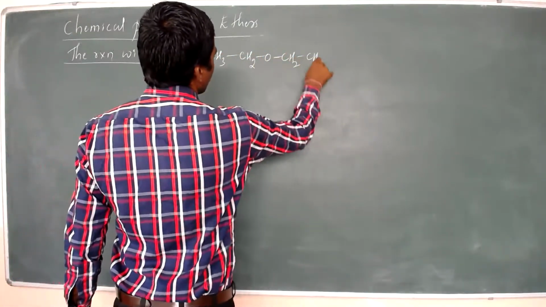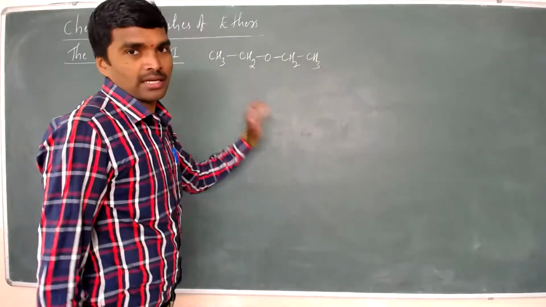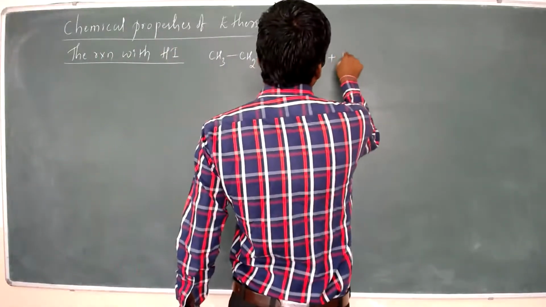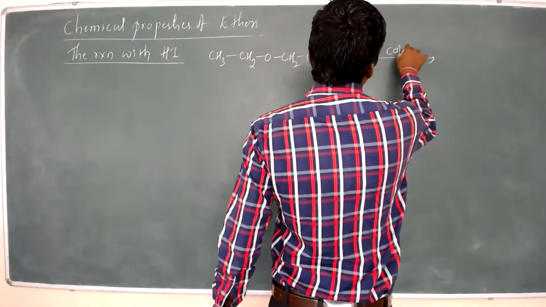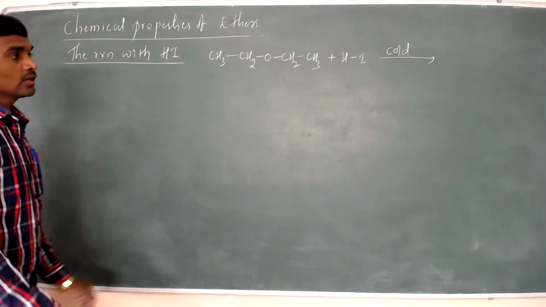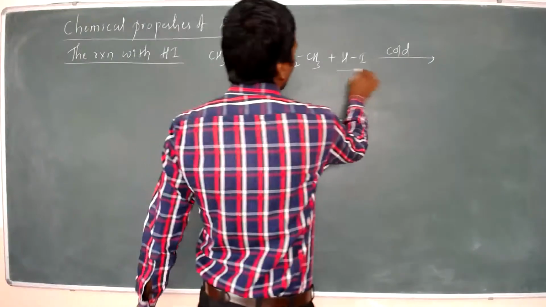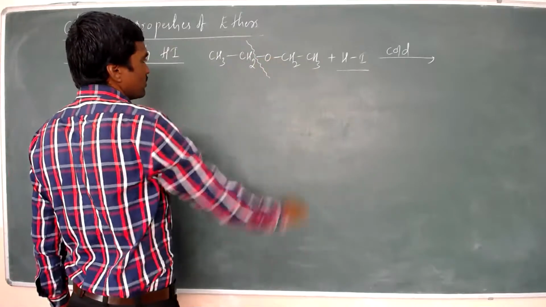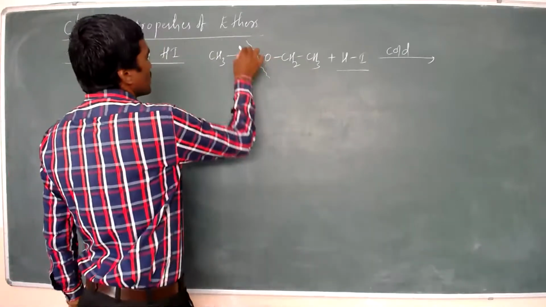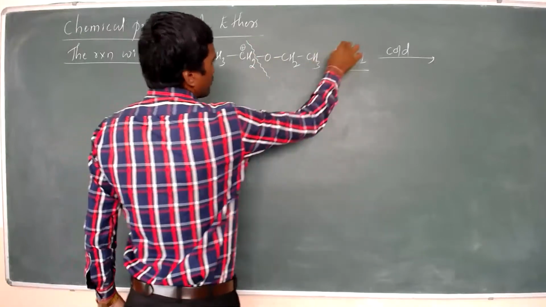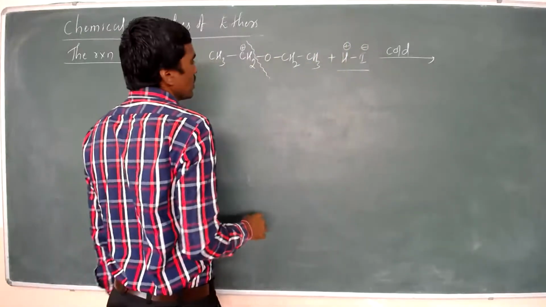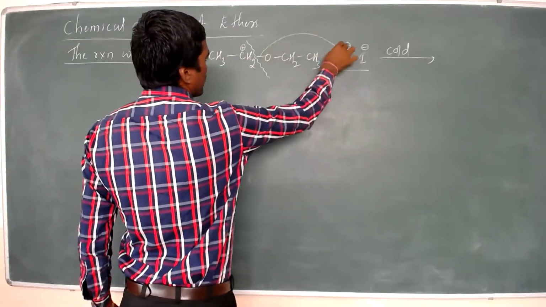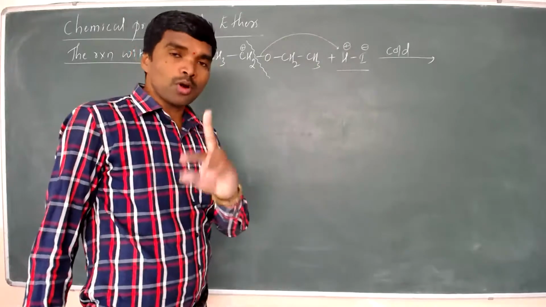CH3CH2OCH2CH3. This is a symmetrical ether, where the oxygen has the same number of carbons on the left and right side, reacting with HI in cold condition. Cold means 1 mole of HI. Now what happens? If you break the bond here, the carbon gets a positive charge and oxygen gets a negative charge from H plus and I minus. So iodine is attached to carbon and hydrogen is attached to oxygen.